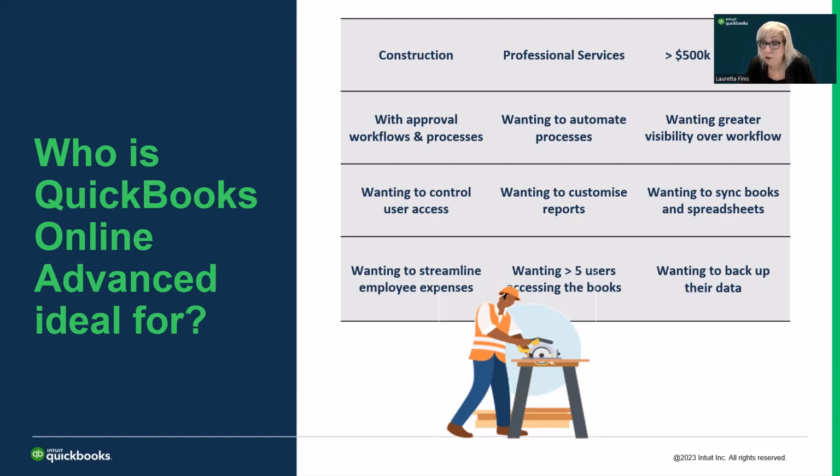They may have revenues greater than $500,000. They may need complex workflows, and they may need approval processes in their workflows. They want to automate repetitive tasks to save time and reduce errors. They have enough staff that they need more visibility over their activity. They want flexibility in the reporting so they can see the data points that are important to them. And of course, if they have over 5 team members, this is perfect.